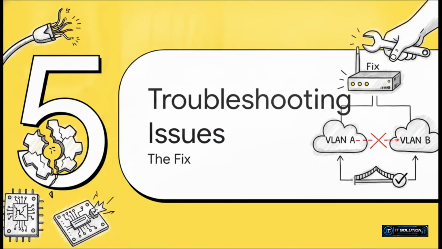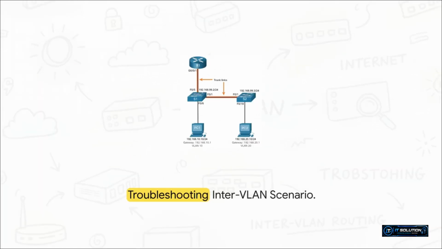All right, let's wrap things up with Section 5, Troubleshooting Common Issues, the fix. We've designed it, we've configured it, now let's jump into the real world, where things inevitably break, and figure out how to fix them. Let's ground ourselves in this particular scenario. PC1 is trying to ping PC2, but it's failing. The support ticket just landed right on your desk.